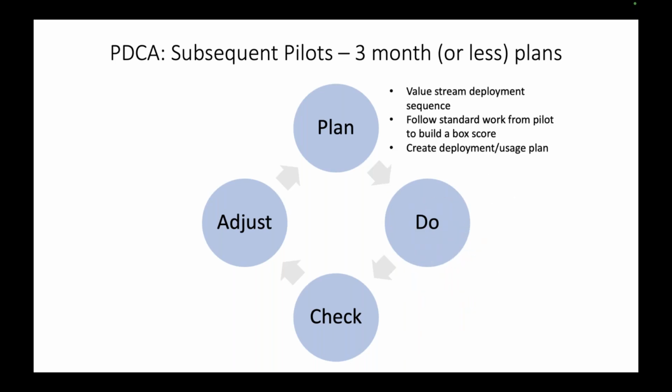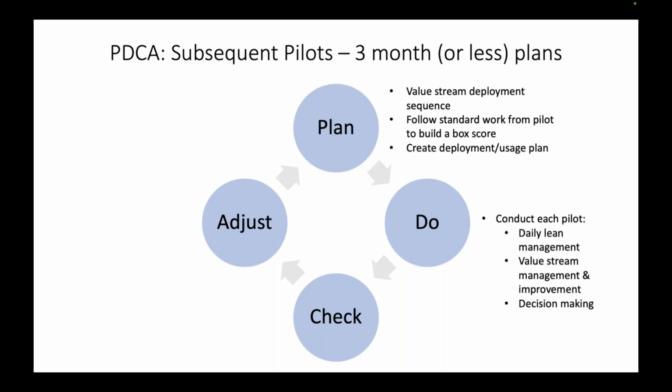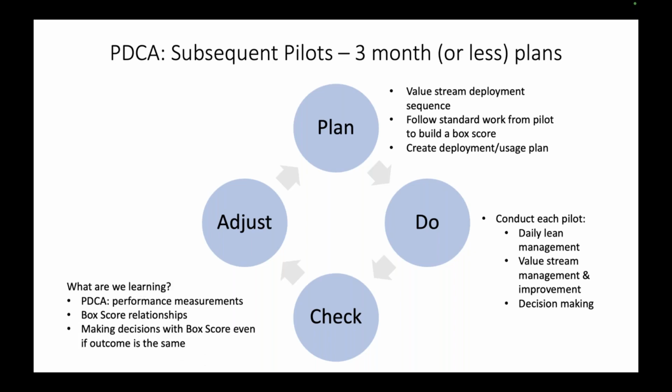Understand the value stream deployment sequence. Follow the standard work, and basically after every value stream is implemented, you can update that standard work, create a good deployment usage plan. Again, the basic usage is the same. I've repeated this many times on purpose. And the check and adjust is the same. Okay, so you follow the same process.